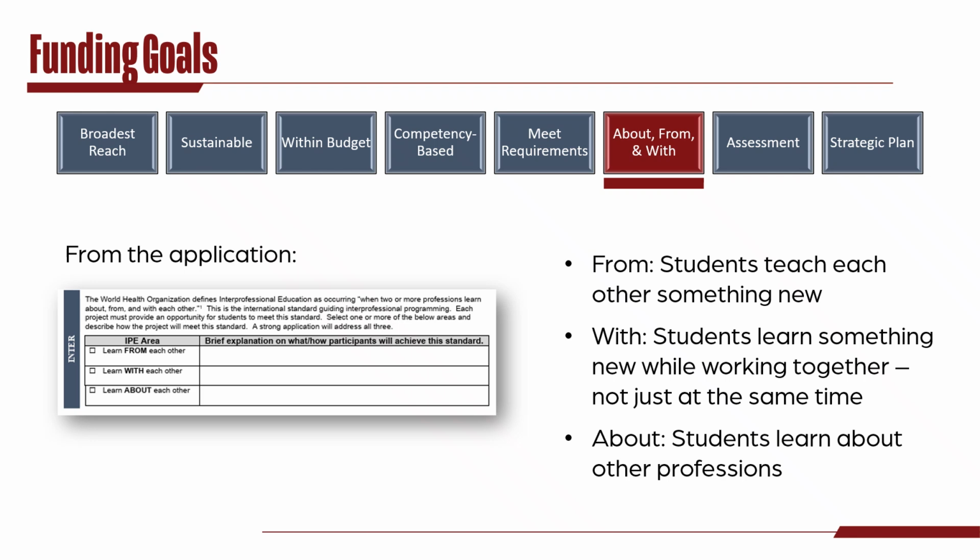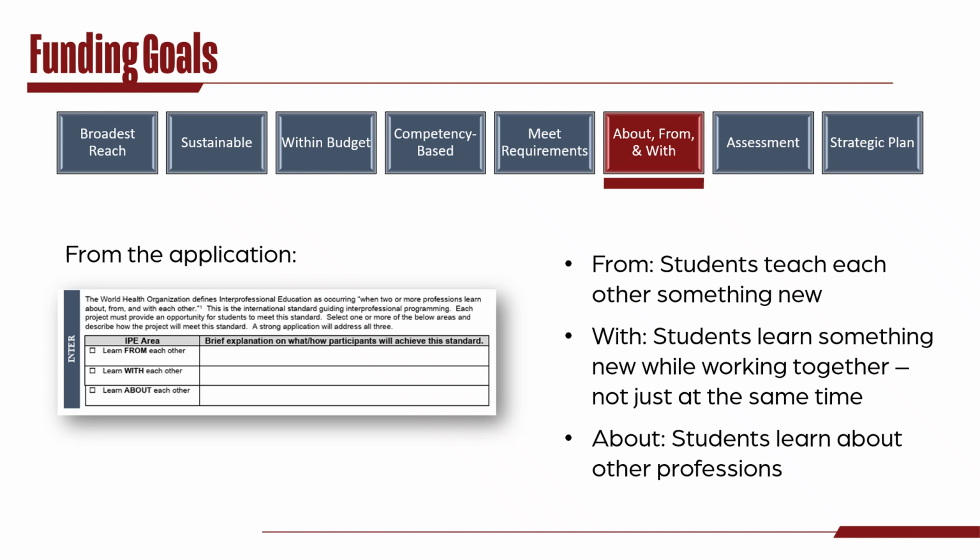Students learning from each other means that one is teaching the other something new. One learner has to be in a formal teaching role. The grant proposal will need to explicitly state where the learners will intentionally teach each other. Often learning objectives and outcomes will be tied to that teaching.